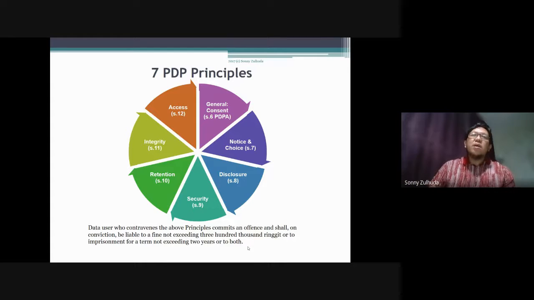Next, other than security, is retention. I'm going to finish soon because time is also up. Retention, what does it mean? Retention means penyimpanan, right? Storage of data.